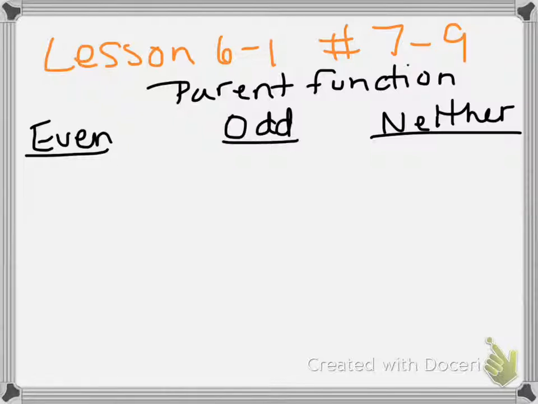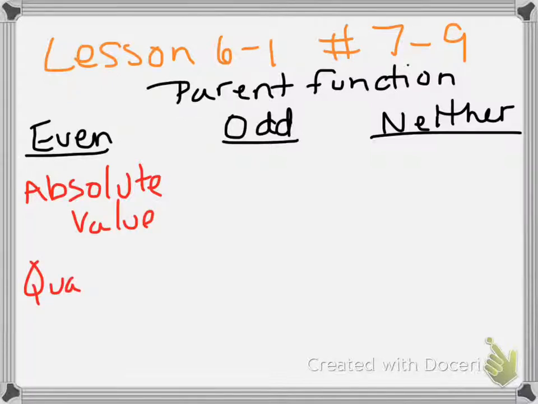And pause the video if you need to. Okay, so our even parent functions, we have 3 of them. They're going to be absolute value, quadratic, and quartic. Alright, notice all of those have a vertex that lies on the y-axis.